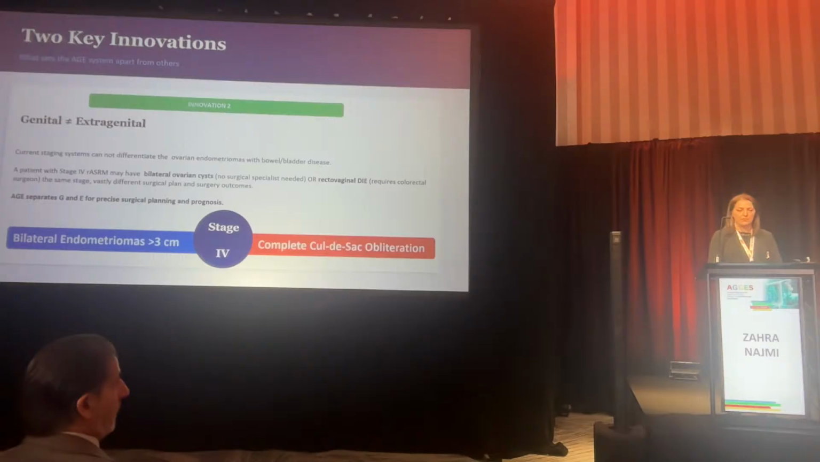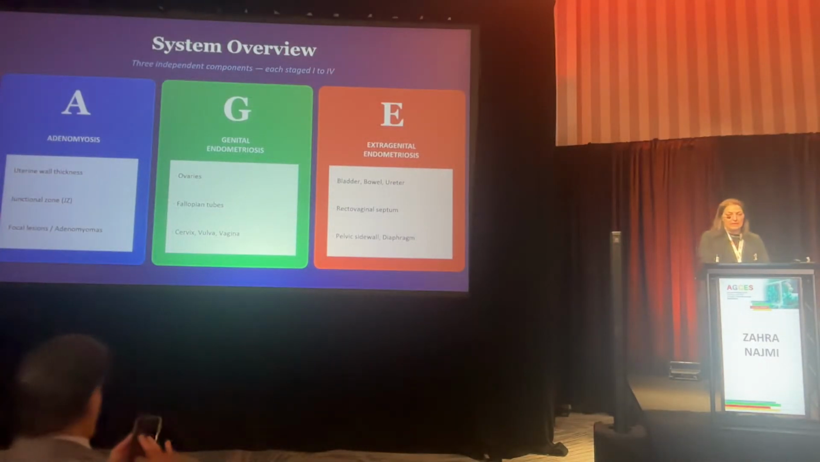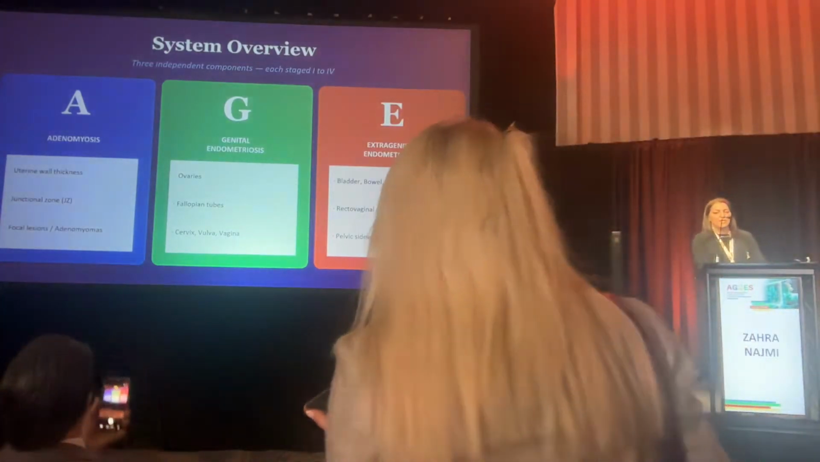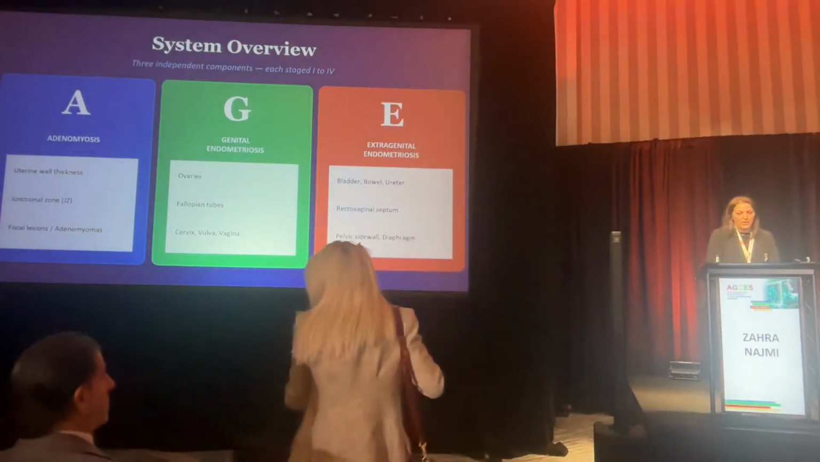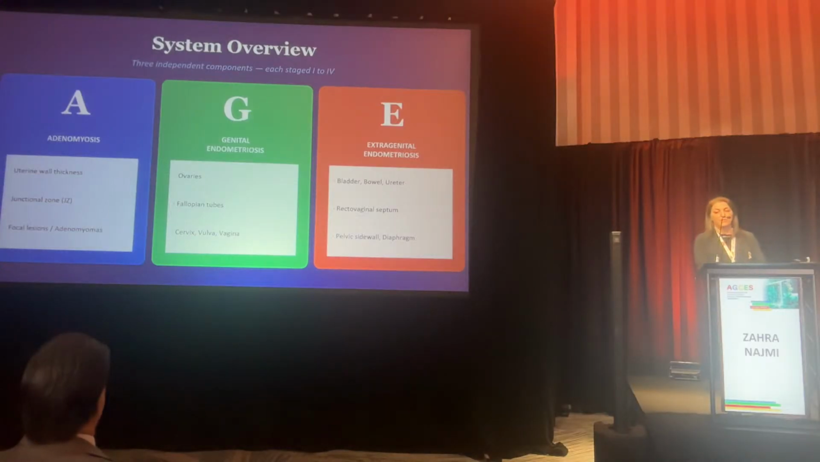better prognosis prediction. As a system overview, this system has three independent components, each staged from 1 to 4. A for adenomyosis, evaluating uterine wall thickness, junctional zone thickness, and focal lesions or adenomyomas. G for genital endometriosis, evaluating ovaries, fallopian tubes, cervix, vulva, and vagina. And E for extragenital endometriosis, evaluating bladder, bowel, ureter, rectovaginal septum, pelvic side wall, and diaphragm.